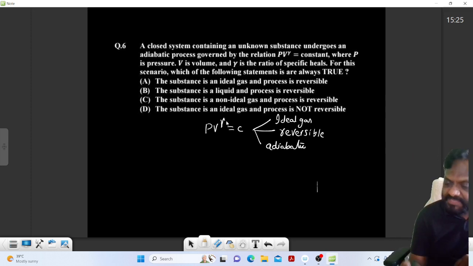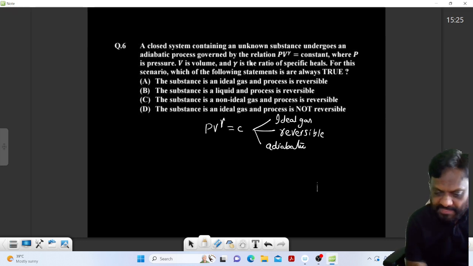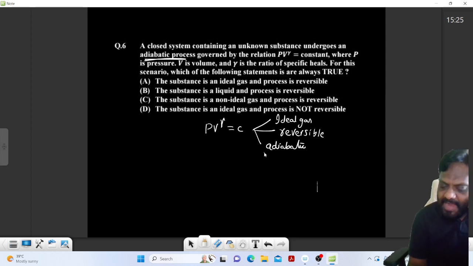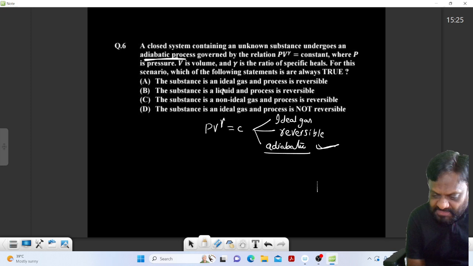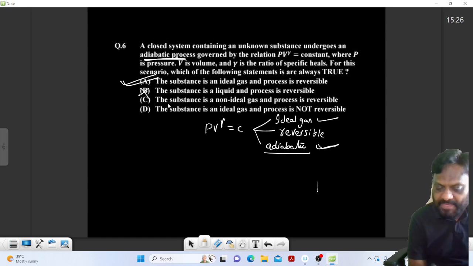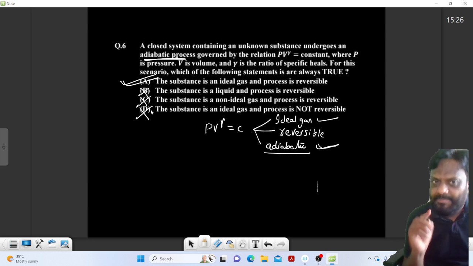So look at it. He's asking which of the following statements are true? And he said a closed system undergoes an adiabatic process. Already adiabatic is given. Now, what are the other conditions to be satisfied? Ideal and reversible. The substance is an ideal gas and the process is reversible. Yes, it is absolutely correct. The substance is liquid? No, sir, I cannot apply. Substance is non-ideal? No, sir. The substance is an ideal gas and the process is not reversible? No, process has to be reversible.